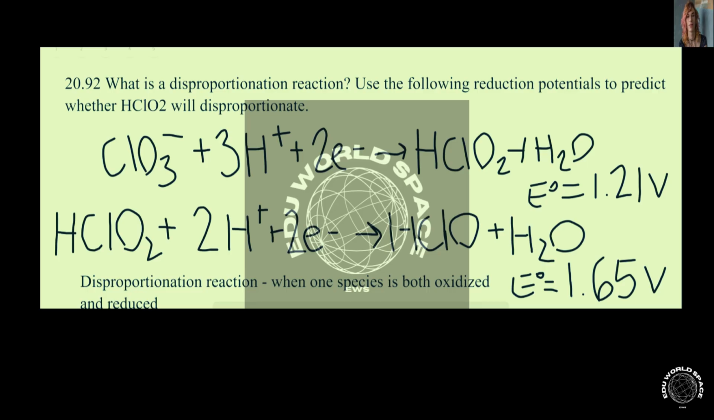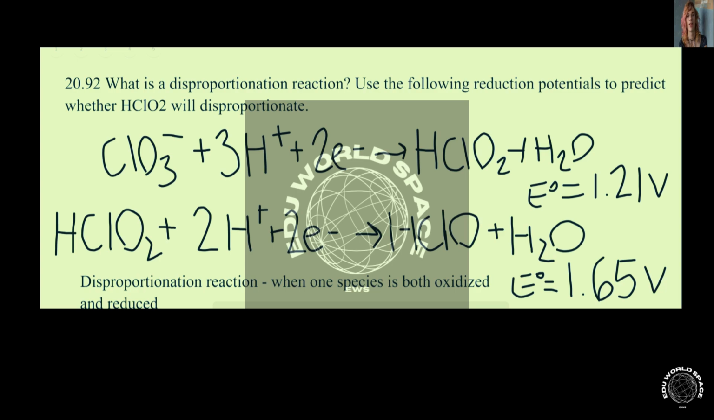So in this video, we're going to talk about question 92 from chapter 20, which asks us, what is a disproportionation reaction? Use the following reduction potentials to predict whether HClO2 will disproportionate. So a disproportionation reaction is one where one species is both oxidized and reduced. So you have a reactant that is oxidized into one product and reduced into a different product. So we want to know whether or not HClO2 will disproportionate.